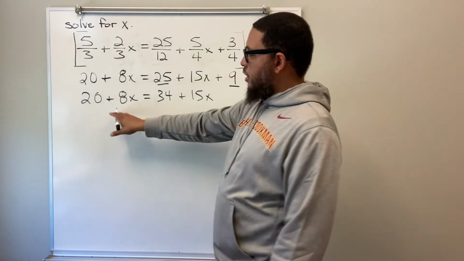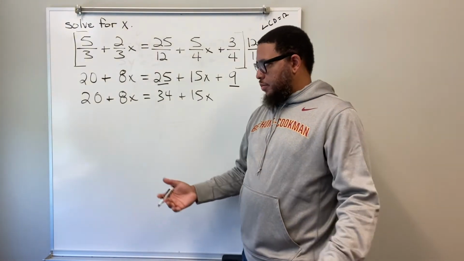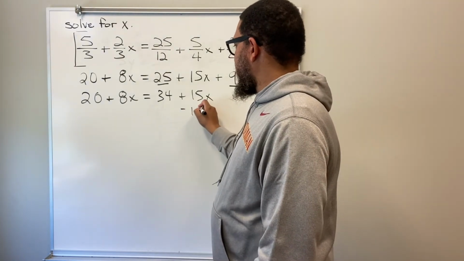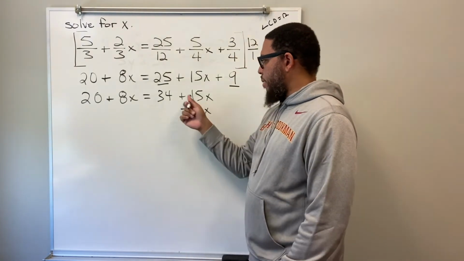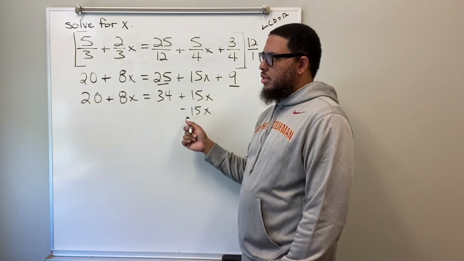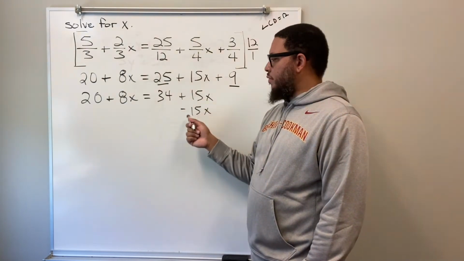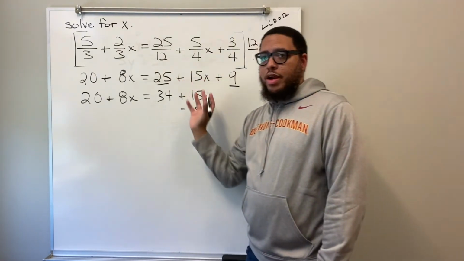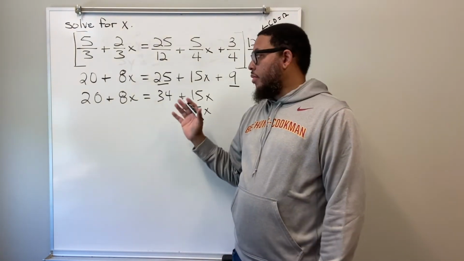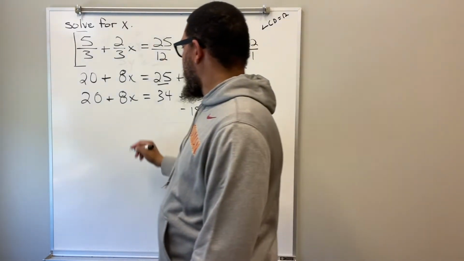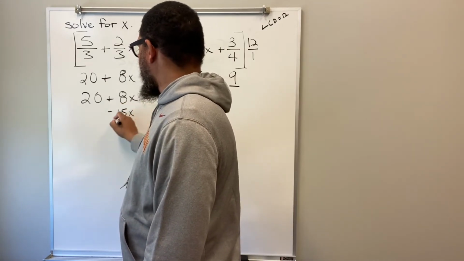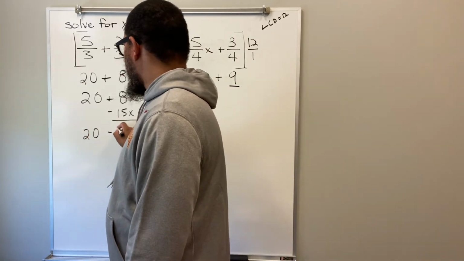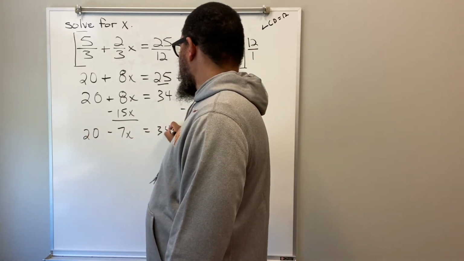Because I want my x to end up on the left-hand side, just because I like to be able to say x equals something, I'm gonna subtract 15x. I'm gonna do it the standard way, the inverse property of addition or inverse property of subtraction, one of those. But I'm doing minus 15x on the right-hand side, and in order to stay balanced, I gotta do it on the left-hand side also. So I got minus 15x over here too. These cancel out, that's nothing. And then I got 20 minus 7x is equal to 34.